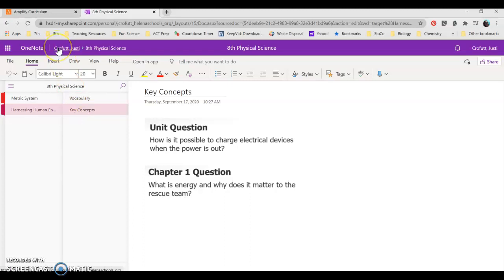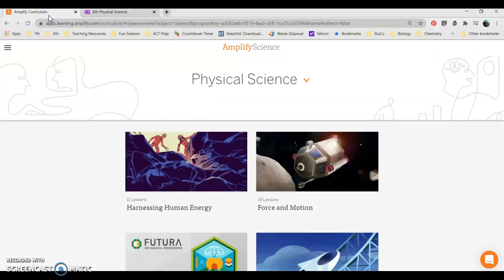All right, so now that you have set up your notebooks, we're going to go ahead and take a look at Amplify. For those of you who aren't familiar with Amplify, you haven't used it, maybe you weren't here last year, or it's just been a long time since you used it. Amplify can be found in all your Clevers. Okay, it's this little orange square with a white A on it.